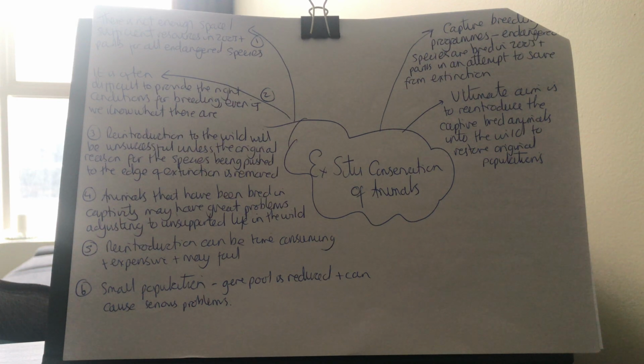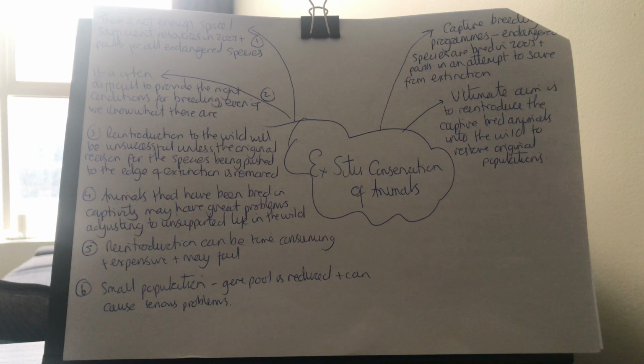Once you've done that, as I said, the aim is to reintroduce them, but there are problems with that. So reintroduction to the wild will be unsuccessful unless the original reason for the species being nearly extinct, so the original threat, is removed. So if the reason why your giant panda is under threat is because of habitat loss, unless you solve the problem of habitat loss, there's no point putting that panda back into the wild because it's going to be under the same threat as all the other animals there. So unless you're reintroducing it to a changed environment, it's pointless.